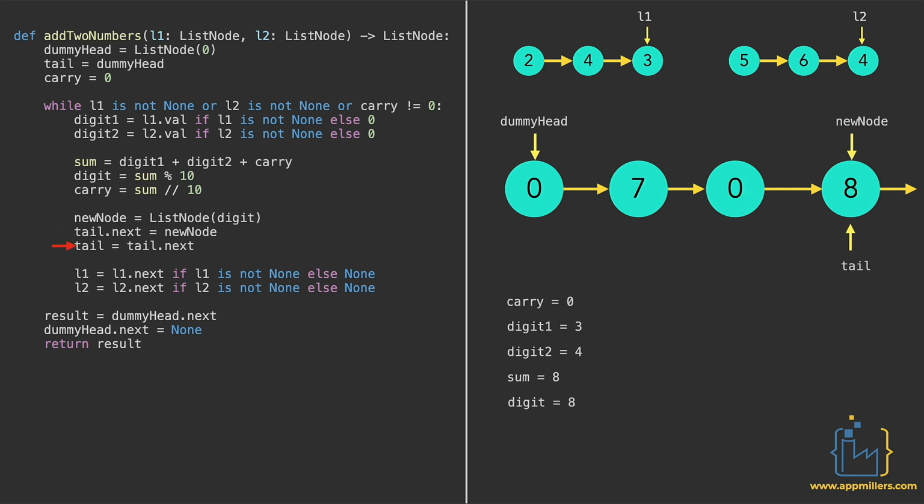Then we are going to move tail to this new node. Then we are going to move L1 and L2. So we see that after this node we don't have any node, so that's why it's going to be none. Then for L2 also this is applicable. L2 will point to none.